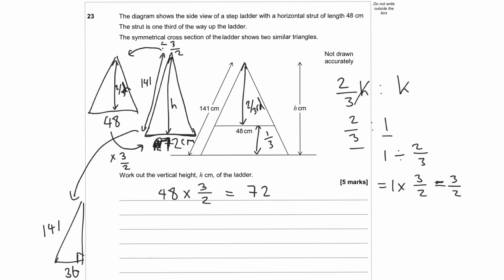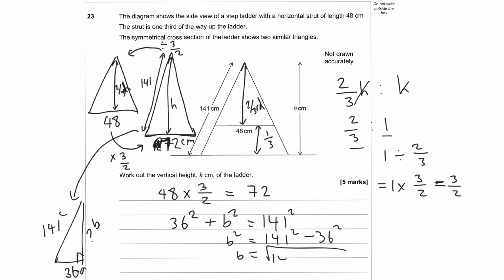So then to work out the height, which is what we want to work out, we are going to use Pythagoras. So our a squared plus b squared equals c squared. So I'm going to call this c, a or b. Remember, a or b, it doesn't matter where they are. So it will be 36 squared plus b squared is equal to 141 squared. B squared is therefore 141 squared minus 36 squared, and then b would be the square root of all of that.